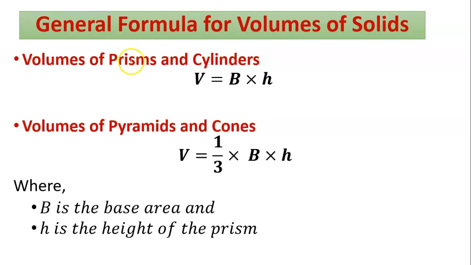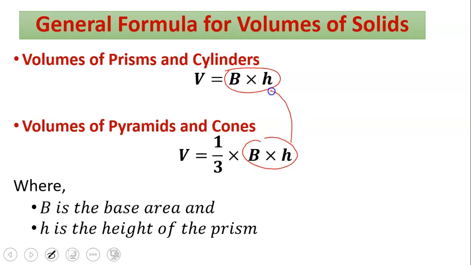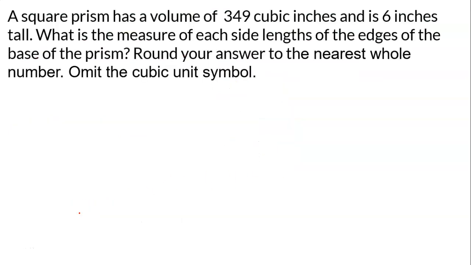So we need to remember the general formula for volumes of prisms and cylinders, which is the area of the base times the height. This is the height of the prism. And then volumes of pyramids and cones is the same thing as volumes of prisms, except that you multiply by 1/3 or divide by 3, because a pyramid is 1/3 of a prism that has the same height and base area. Likewise, cones are 1/3 of the cylinder that has the same base area and height. We need to remember that point.